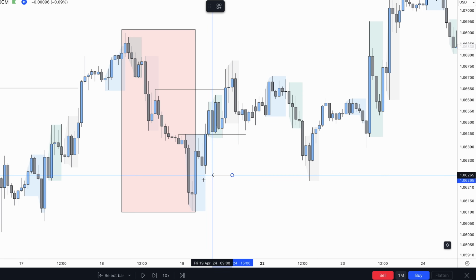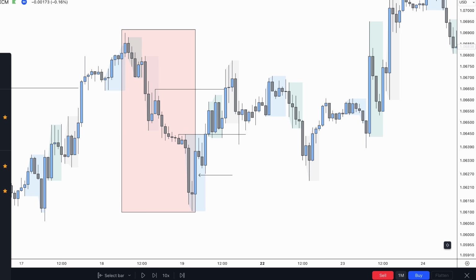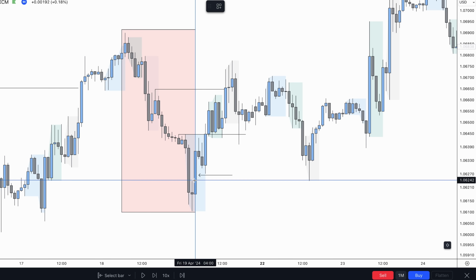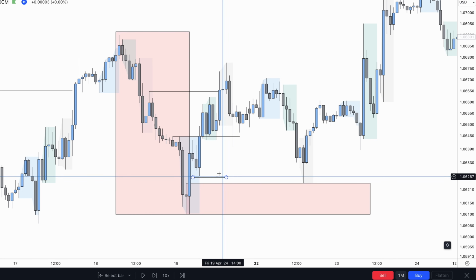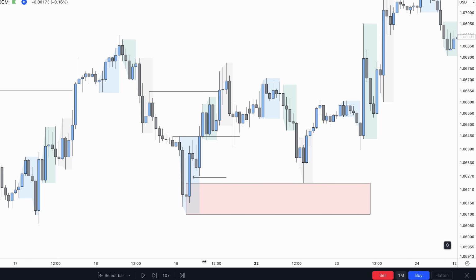So now that the low time frame agrees from a structural perspective, we want to, number one, use imbalance to identify open price ranges. Number two, use last candle before the impulse to identify areas of supply and demand. And then we would be ready to start making our trades.